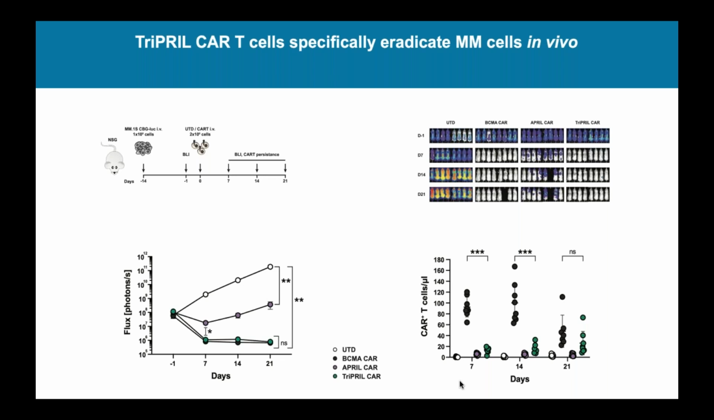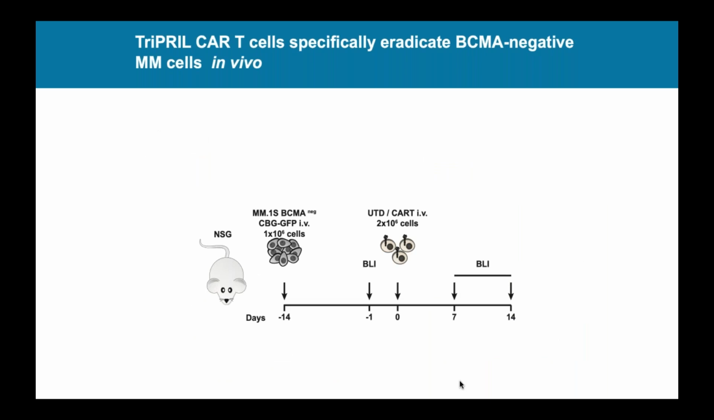So taking these data together, we came to the conclusion that our monomeric APRIL CAR was not optimally functional against multiple myeloma. And therefore, we decided to focus for further studies on comparing TRIPRO CAR Ts to BCMA CAR Ts, and in particular, their responsiveness to multiple myeloma that has a loss of the BCMA antigen.